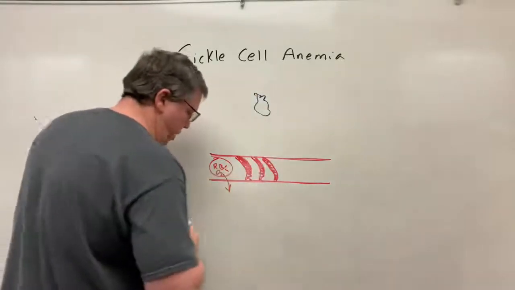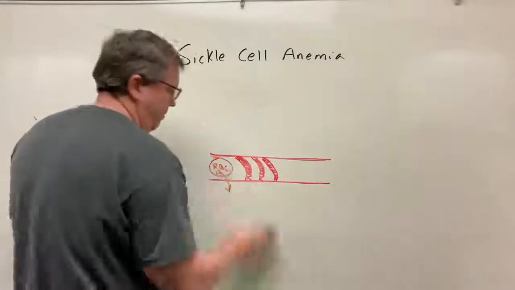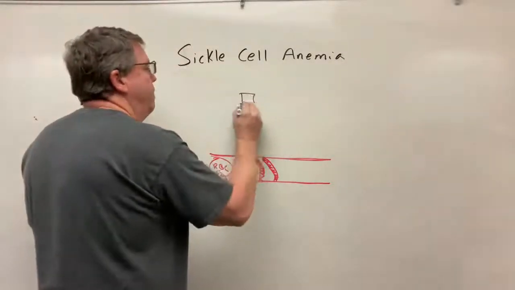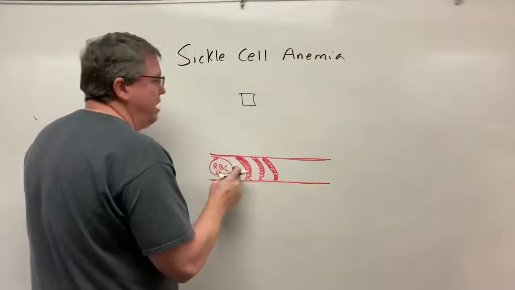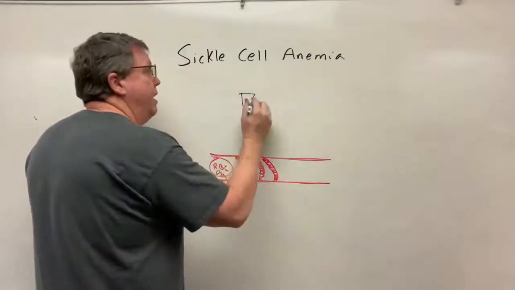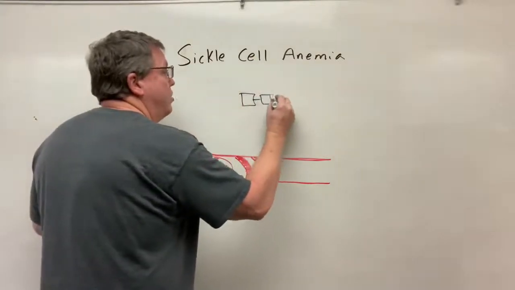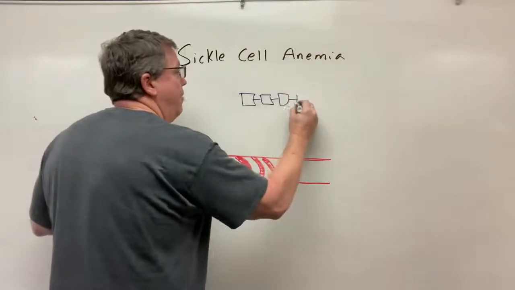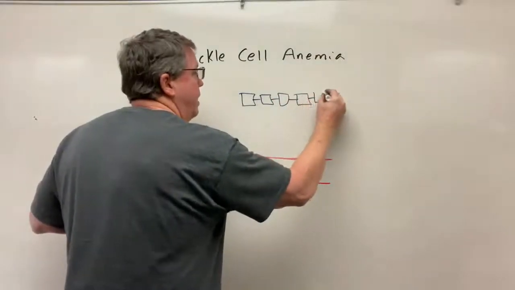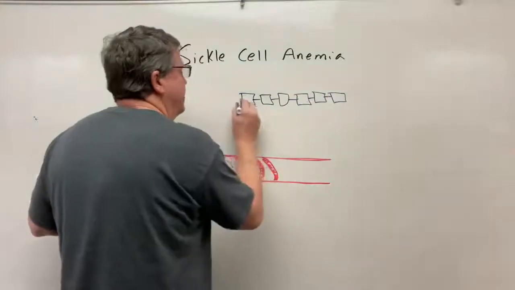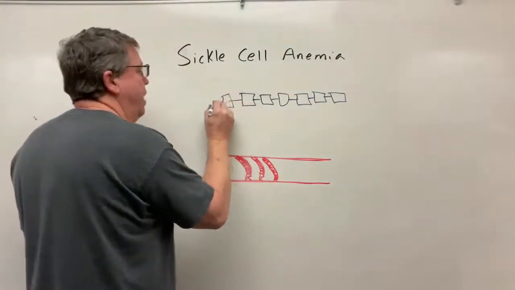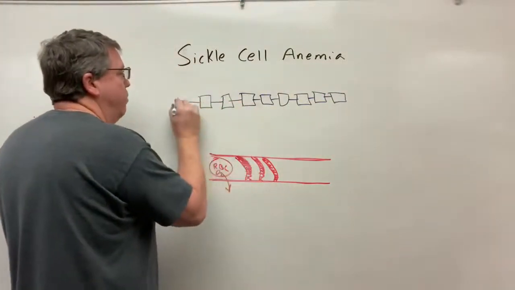In fact, I'm going to draw it square again because that's what I drew it before because it's misshaped. So here's my beta globin, right? And now the oxygen has come out. Well, what the beta globin will do is they will start bonding with other beta globins. And when they do this, they form a chain. It's called polymerization.